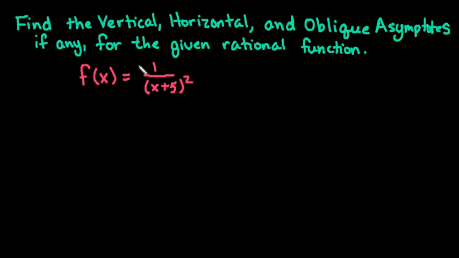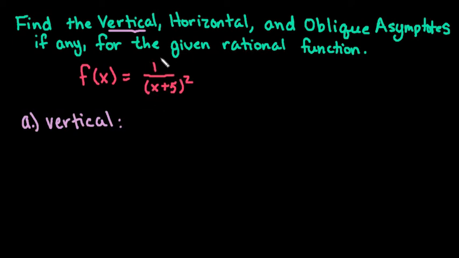So with this one, what we want to do is go through the rules for each of the different ones, the vertical, horizontal, and oblique, to see if this one has them. So the first one that we want to look at is vertical. With vertical, the vertical asymptote occurs at whatever makes the denominator 0 once the rational expression is in reduced form.